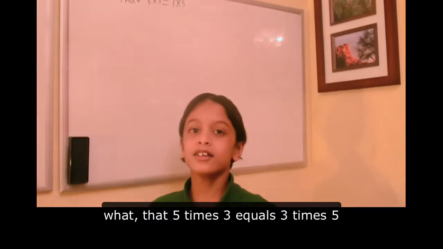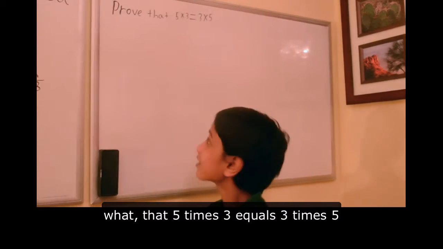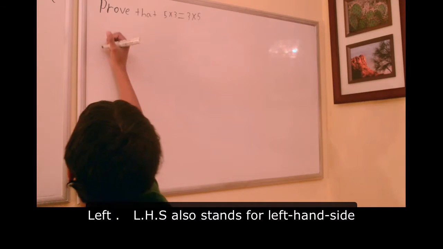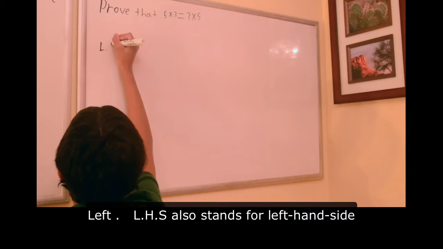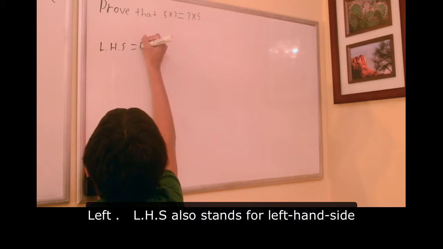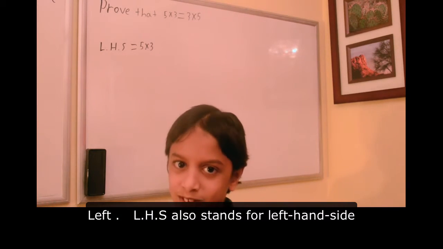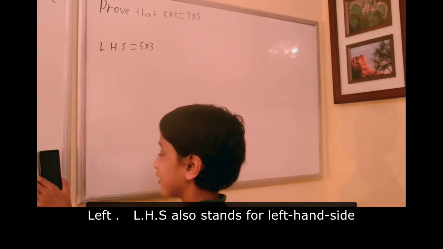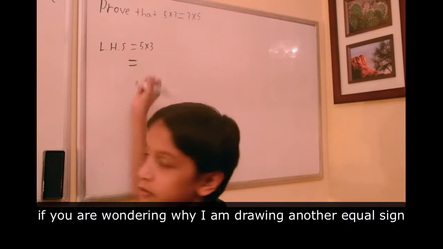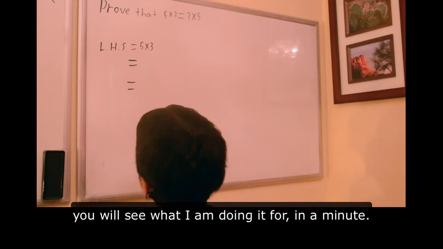Today I will prove that 5 times 3 equals 3 times 5. Left. LHS also stands for left hand side. Equals. If you're wondering why I'm drawing another equal sign, you'll see what I'm doing it for in a bit. Look.